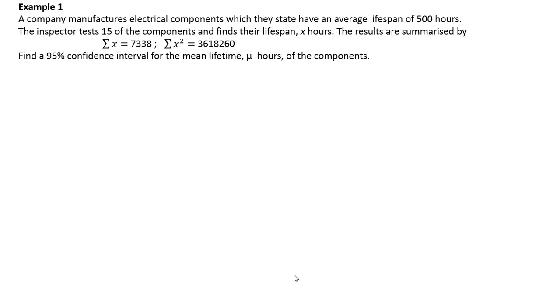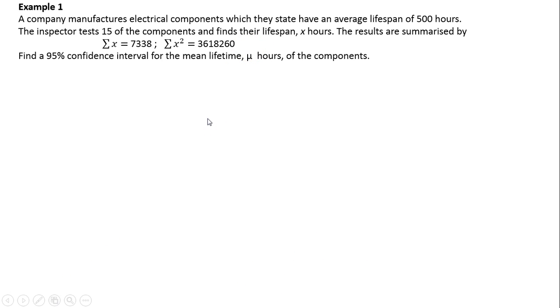So let's look at an example. A company manufactures electrical components which they state have an average lifespan of 500 hours. The inspector tests 15 of these components and finds their lifespan x hours. The results are summarized by the sum of all the x is 7,338, and the sum of each x squared is the second expression there.